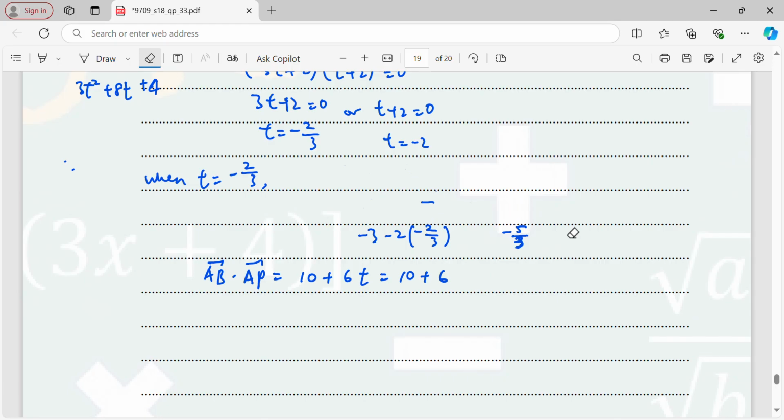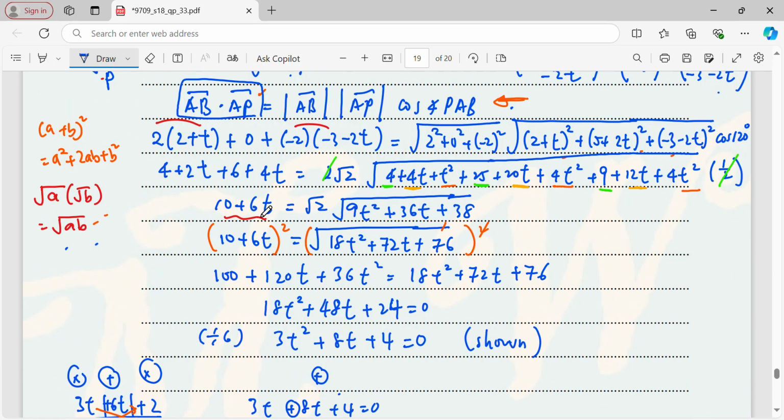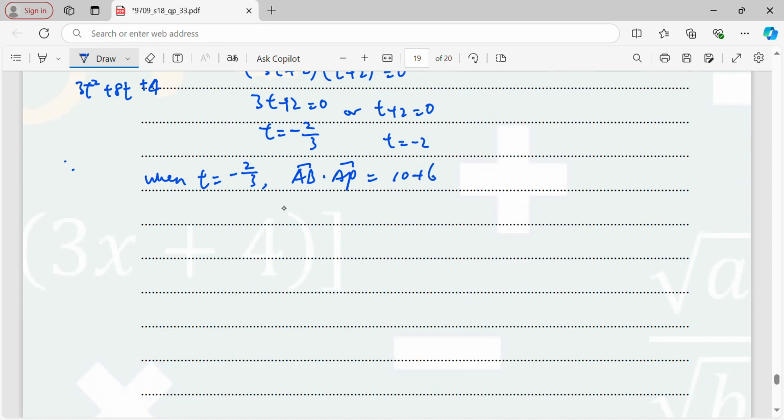So instead of counting the vector AP, basically no need to count the vector AP, because if you count the vector AP, then you have to count the dot product, right? Since the dot product was already counted just now. So that is the easiest way. So AB dot AP equals 10 plus 6t from this step. So now you just replace: that is 10 plus 6 times negative 2 over 3. Then here you will get 10 minus 12 over 3. So this is 10 minus 4, that is 6.